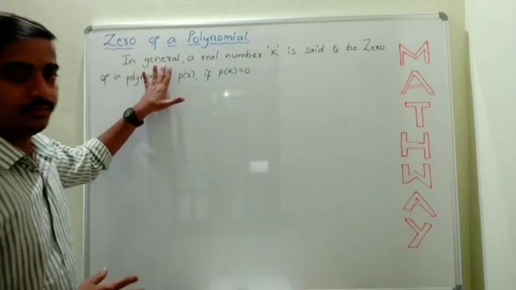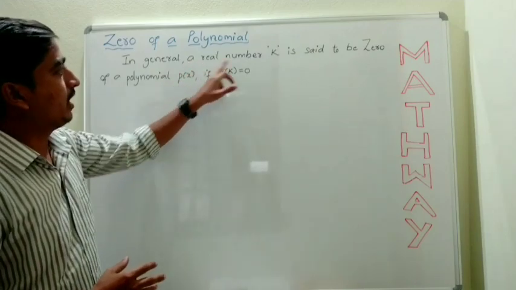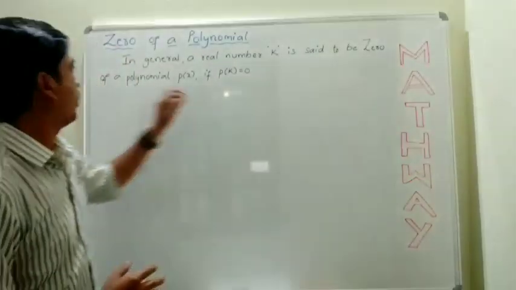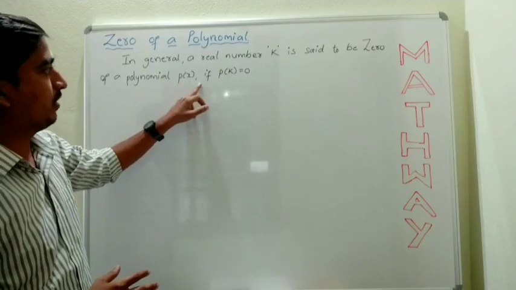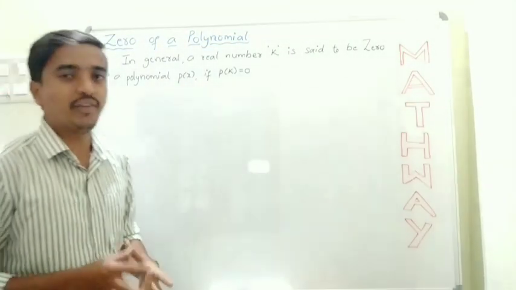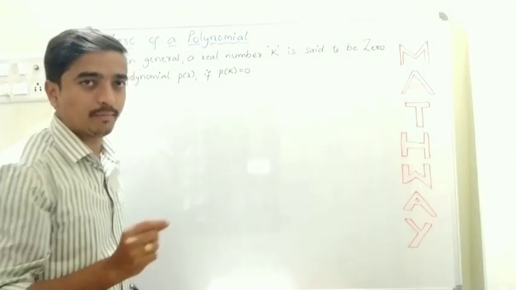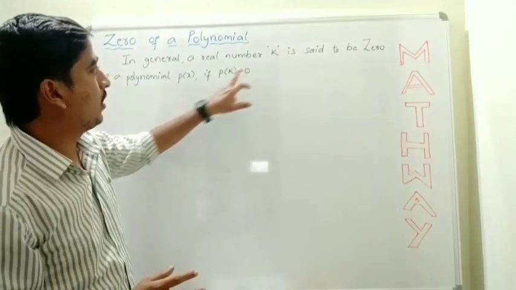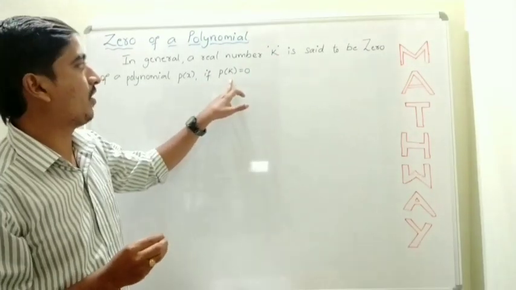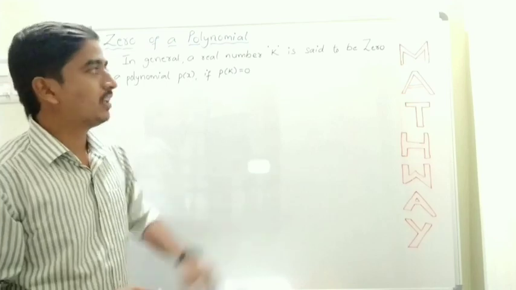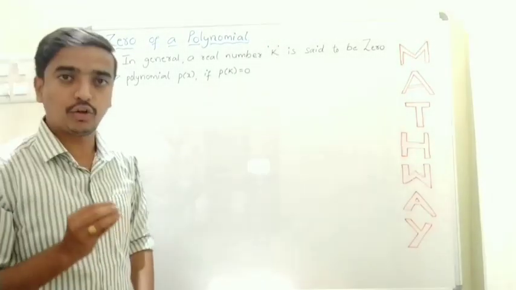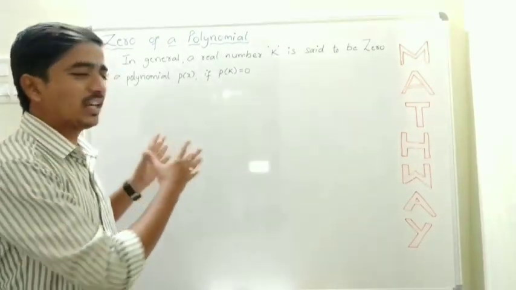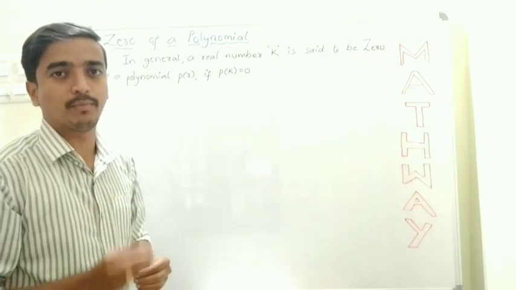So in general, a real number k is said to be zero of a polynomial p of x if p of k equals 0. Simply we can say that if k is a real number, by substituting the k value in a polynomial, if we get the value 0, then we can say that the substituted value k is the zero of the polynomial. So let us understand this by an example.